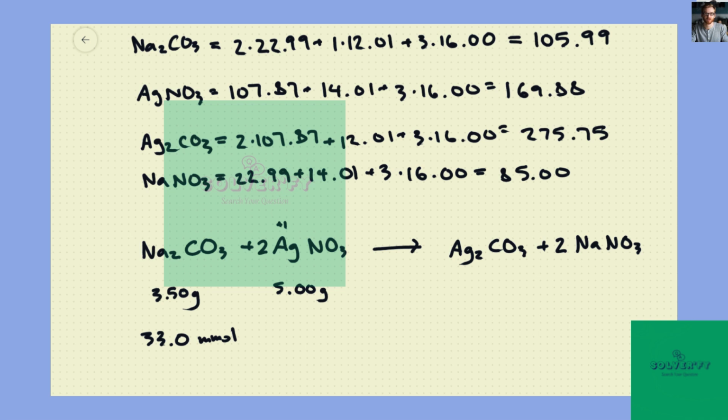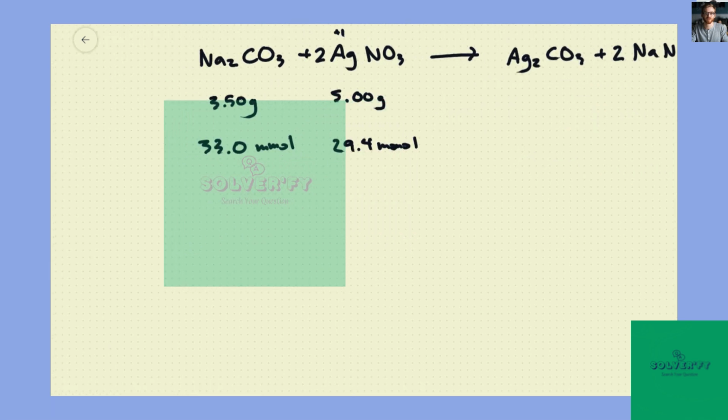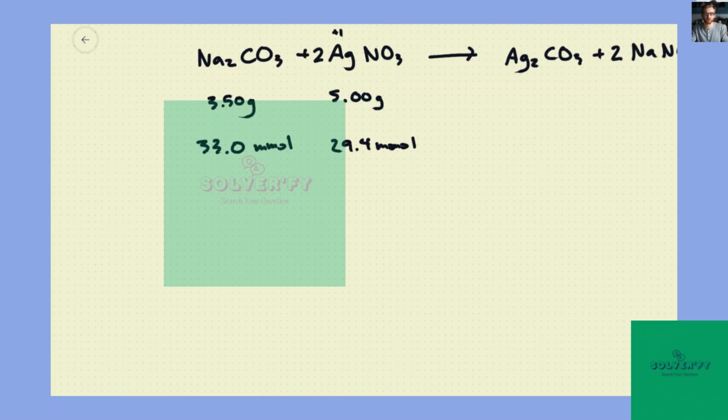Okay. Now we have 5 grams divided by 169.88. That's 29.4 millimoles. So this is what you're starting out with, right? This is the initial. How much is this going to change? Well, we need to find the limiting reagent here. To find the limiting reagent, you take the number of moles and divide it by the coefficient.